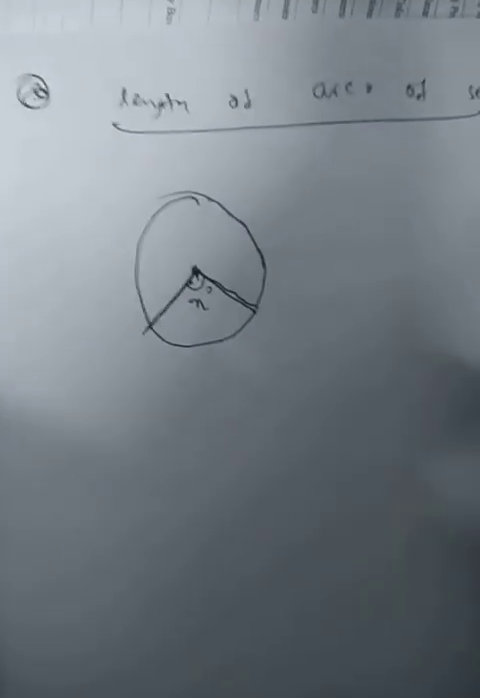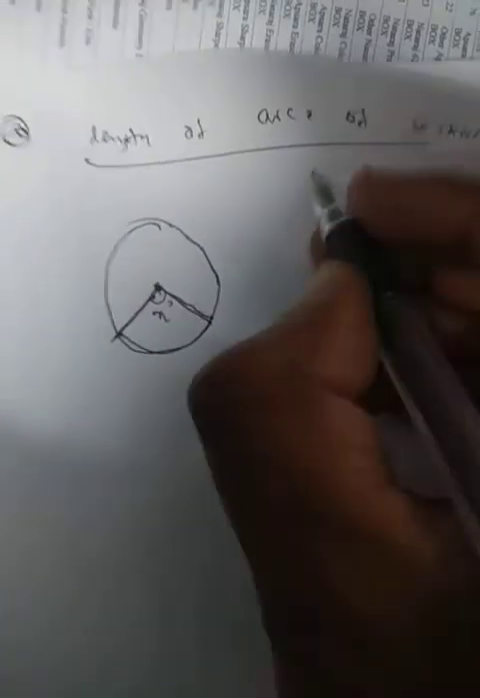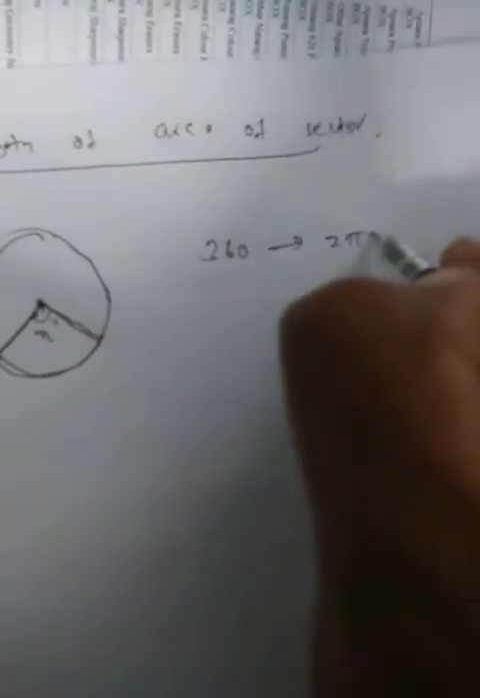This is a sector which is subtending some x degrees at the center, then the length of this one, how can we give it? In general we know the circumference of the circle is 2 pi r. When it is subtending x degrees, what is the value? First, when the angle is 360 degrees, the length of the arc is 2 pi r.